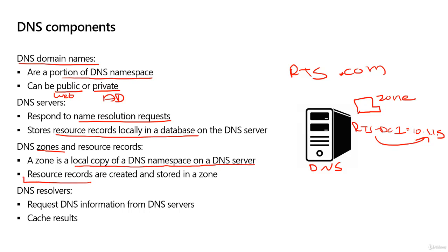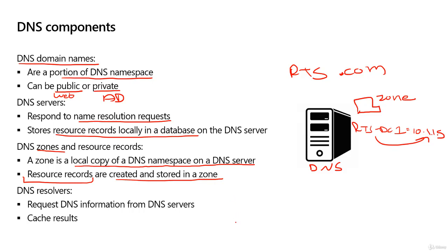This term resource records, just a generic term. There are some specific types of records that we'll look at in DNS, but generically they'll just call them resource records because their purpose is to help you locate resources. They are created and just stored in that zone on your DNS server itself.